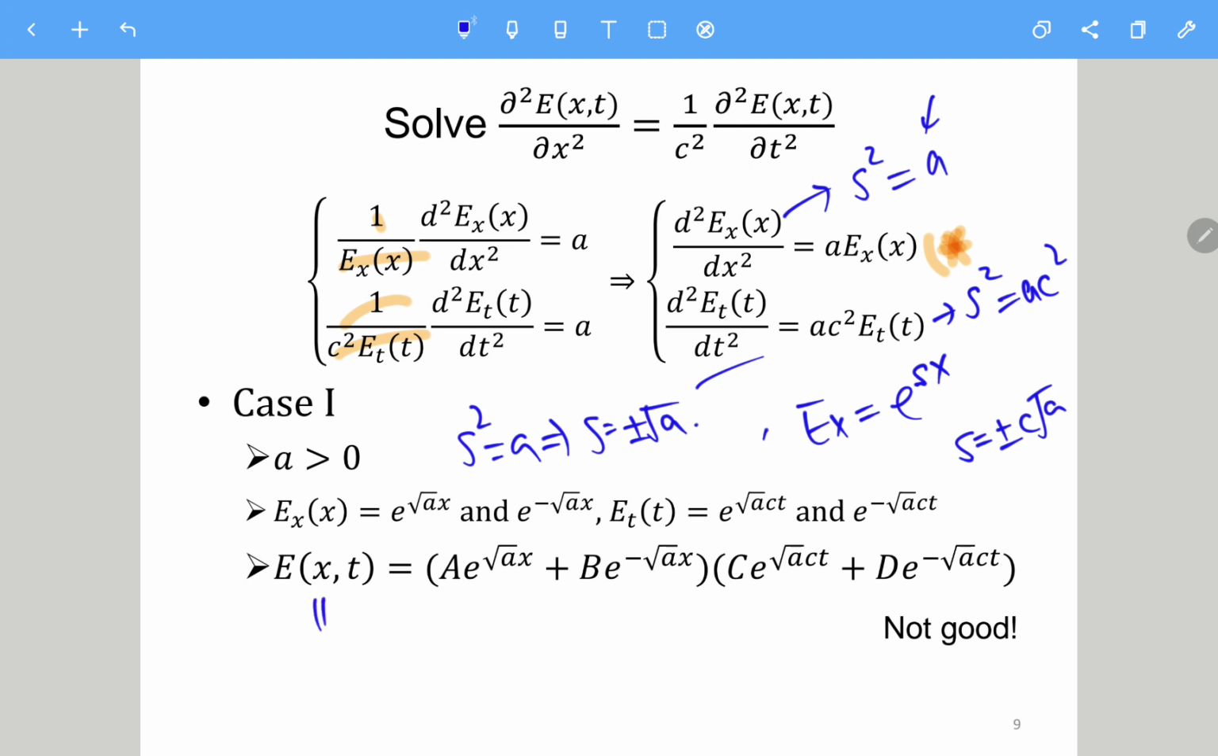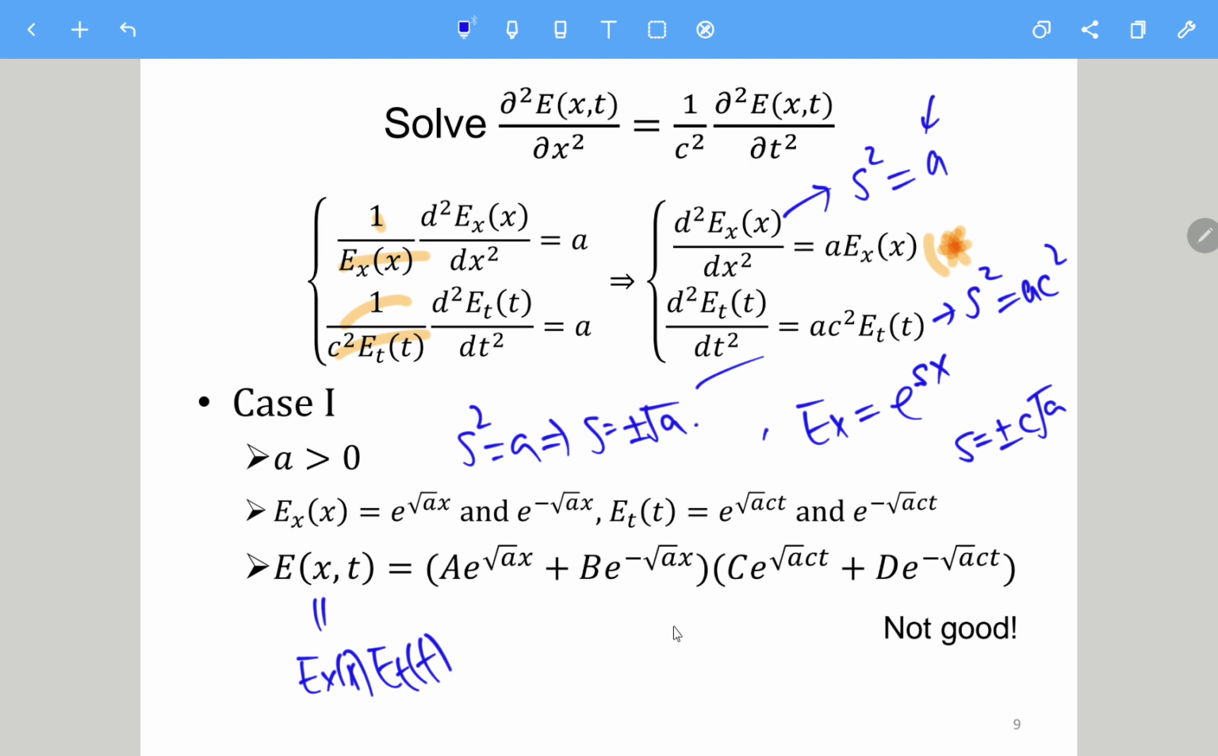E of x t will be X of x times T of t, which means that this part corresponds to this part, which is the linear combination of these two functions. So we have a times exponential to square root of a x plus b times exponential to negative square root of a x. And then for T of t, which is the linear combination of these two, we have c times this one plus d times this one. Actually, this is not a good solution.